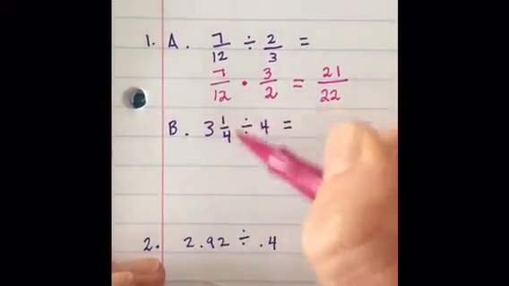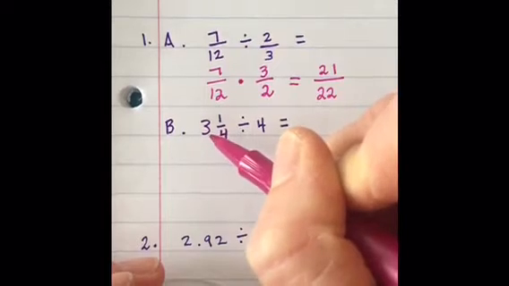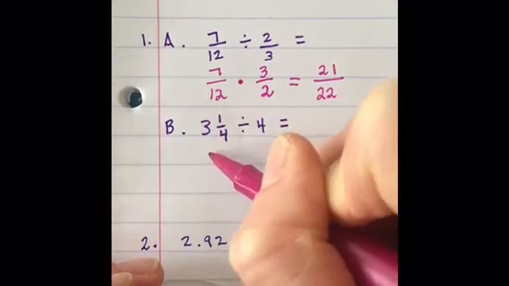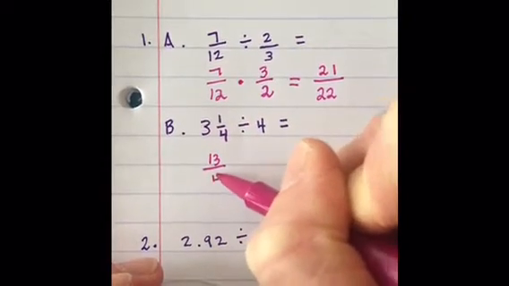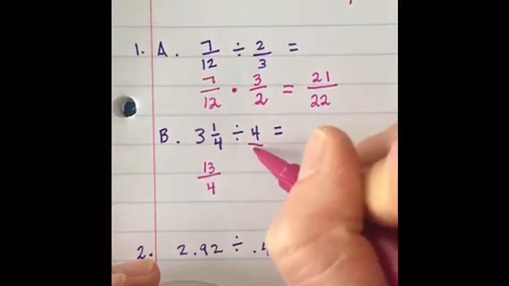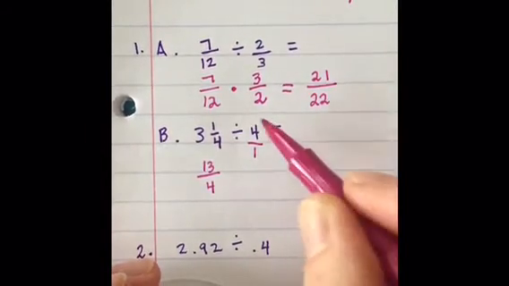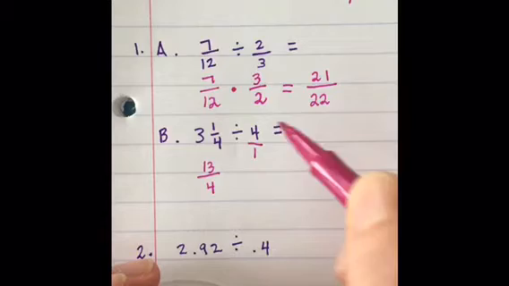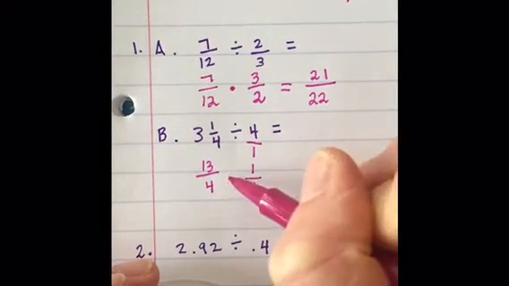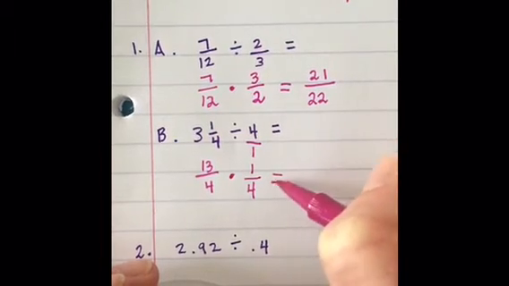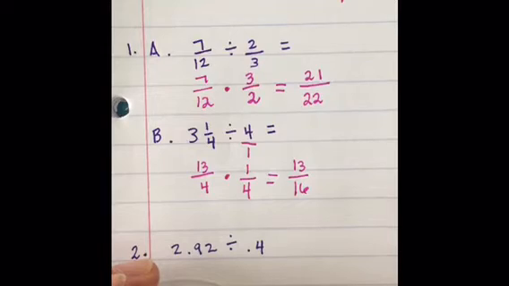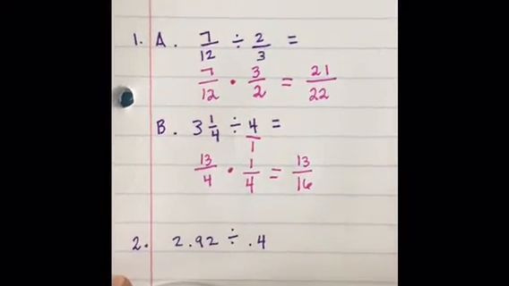Here we cannot work with this mixed number, so we're going to change it to an improper fraction. 3 times 4 is 12, plus 1 is 13, so 13/4. Now, remember, this whole number is really a fraction over 1, and when dividing fractions, don't ask why, flip that second sucker, so instead of 4 over 1, it's 1 over 4, and multiply. Now do the math. 13/16, and that cannot be reduced. There's nothing that goes into both of those except for 1.